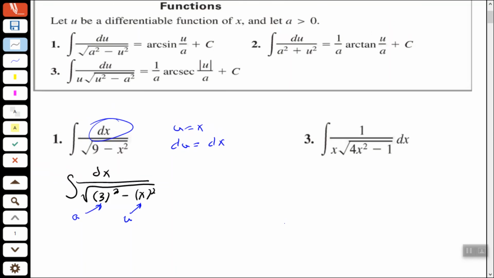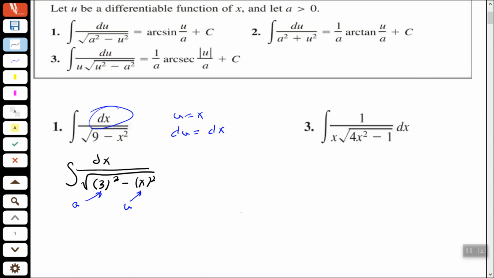All right, so let's see what that matches up with. That seems to match up with number one from our theorem, du over the square root of a squared minus u squared. So that is equal to arcsine, or the inverse sine, of u over a. u is equal to x, and we said a is 3, plus c.